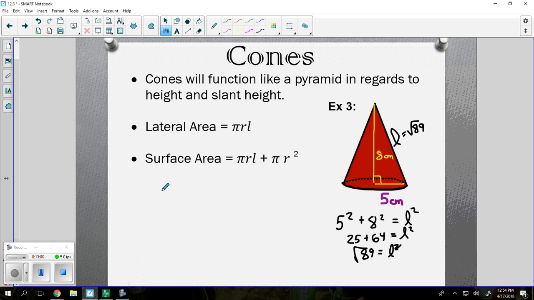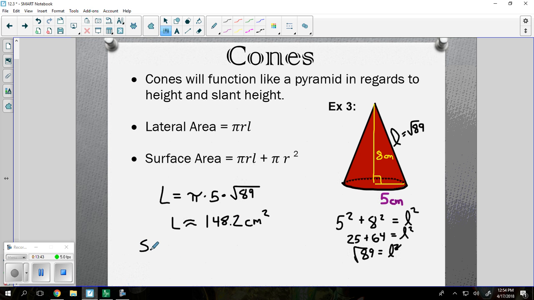So in our lateral area, it will be pi times the 5, which is the radius, times the slant height, which we said was root 89. So I'm going to wait until the end to type it in, to be as accurate as I can. So if I type in pi times 5 times root 89, I am getting 148.2. And that would be centimeters squared. So make sure when you're typing these in that you're getting what I get.